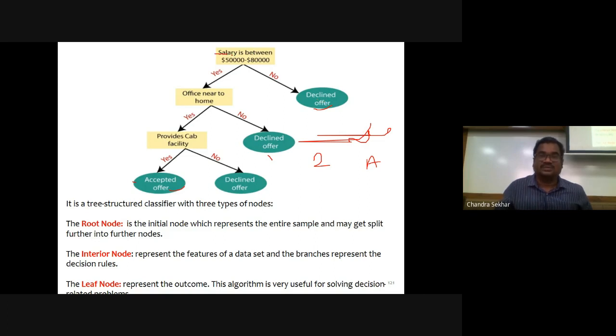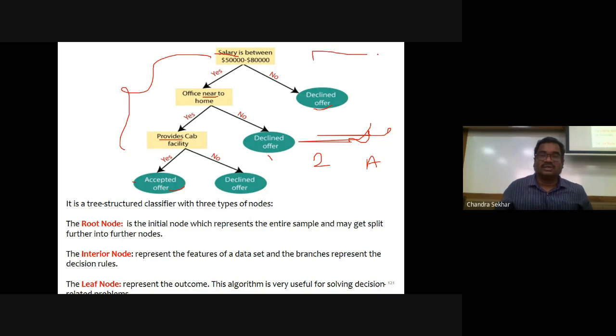So salary is one feature, then nearness is one feature, then provides cab is one feature. So we need to select the order of which feature I can start with. I can start with salary, or salary, near, provides, or provides, salary, near. So how to start? Because there are three features.